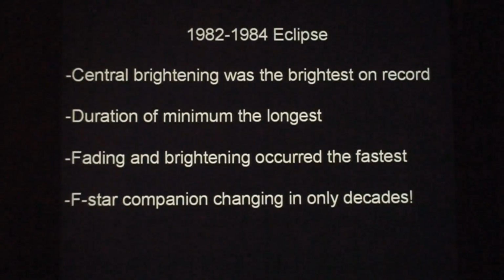Is it evolving? Another strange thing was that the time of minimum light increased by 64 days, and the overall duration of the eclipse dropped by 44 days. So you can see these things are changing in time scales of only decades. Next, please. Now, during the 82-84 eclipse, the second to last one, the central brightening was the brightest on record. The duration of minimum was the longest, the fading and brightening occurred the fastest, and the F-star companion was changing in time scales of only decades. So who said astronomy can't be done in the lifetime of a human being? Next, please.